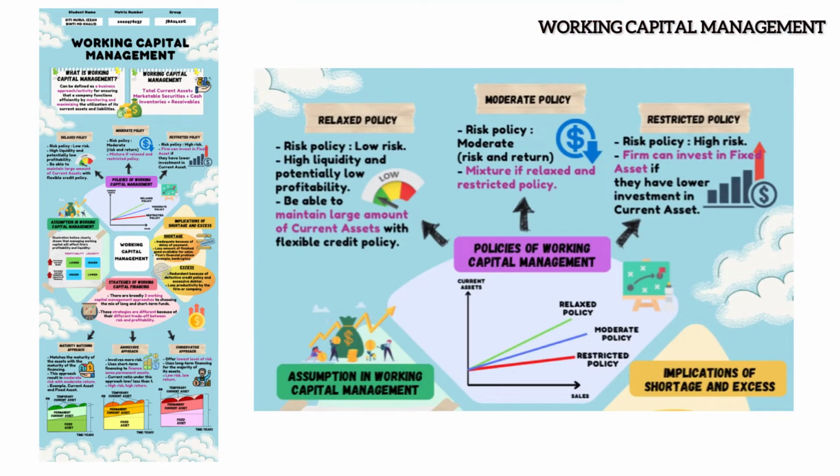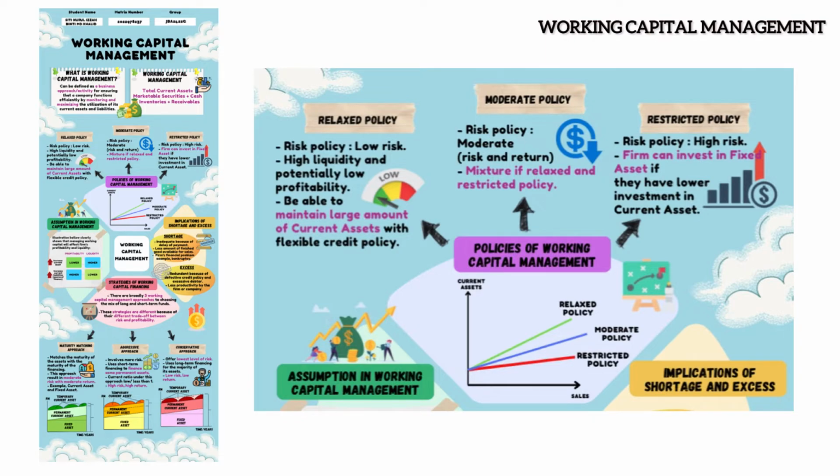We continue to the three policies of working capital management. Here is the graph for working capital management. The Y-axis stands for current assets, the X-axis stands for sales. The green line here shows relaxed policy. Relaxed policy has low risk with high liquidity and potential to get low profitability. This policy is able to maintain large amounts of current assets with a flexible credit policy.